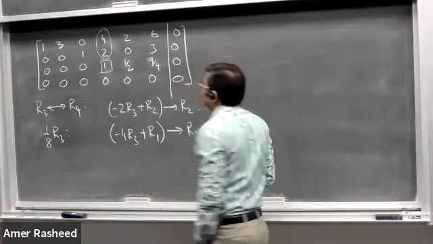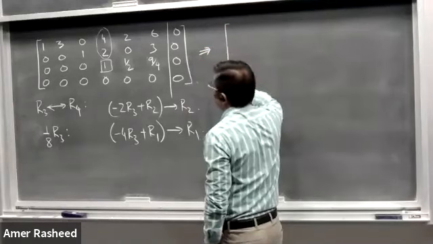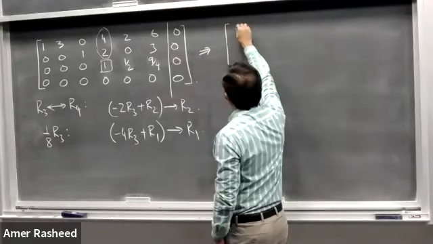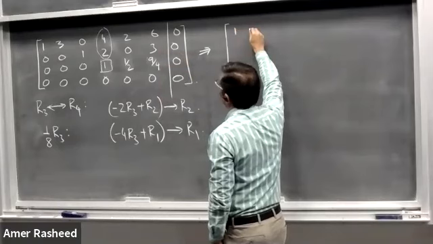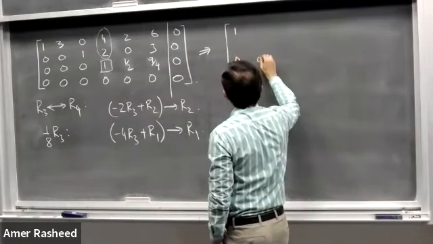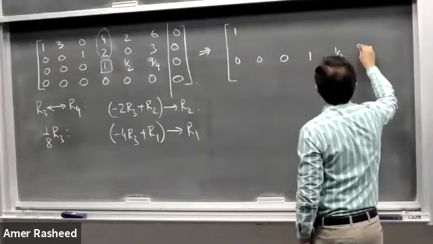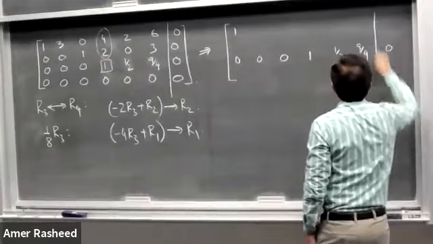Let's assume that you get after these two operations. Tell me, what do you obtain here? 1, 0, 0, 0, 1, 1 by 2, 9 by 4, and then 0.